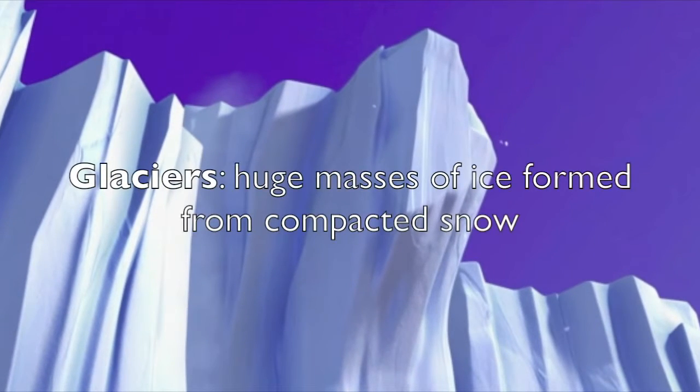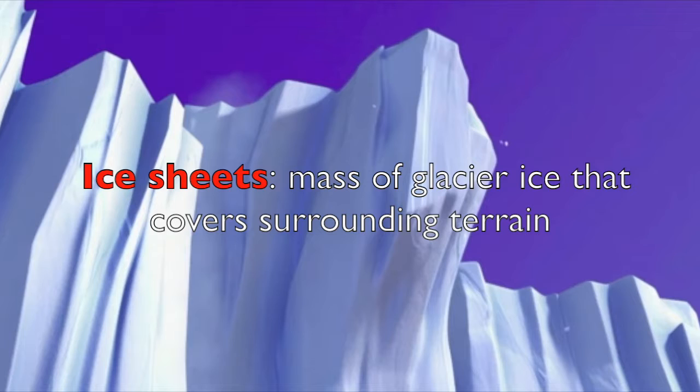Starting off with some definitions, we have first glaciers, which are huge masses of ice formed from compacted snow. Next, we have ice sheets, which are masses of glacier ice that cover the surrounding terrain and are greater than 50,000 square kilometers, or equivalent to 20,000 square miles.